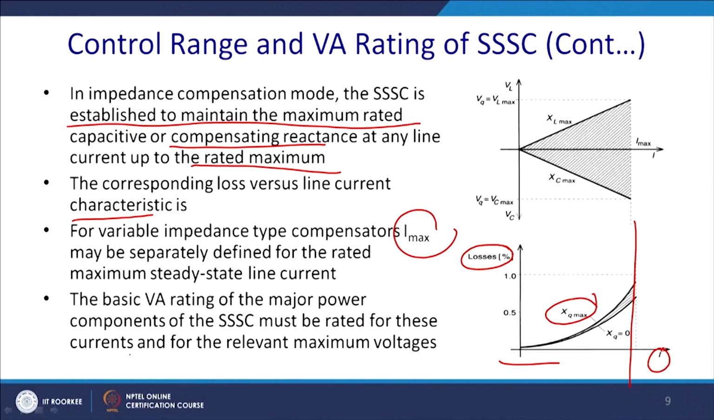For a variable impedance type compensator, I max may be separately defined by the rated maximum steady state line current. The basic VA rating of the major power components of the SSC, these are mainly nowadays IGBTs or sometimes GTOs, must be rated for these currents. For this GTO is chosen and for the relevant maximum voltage.